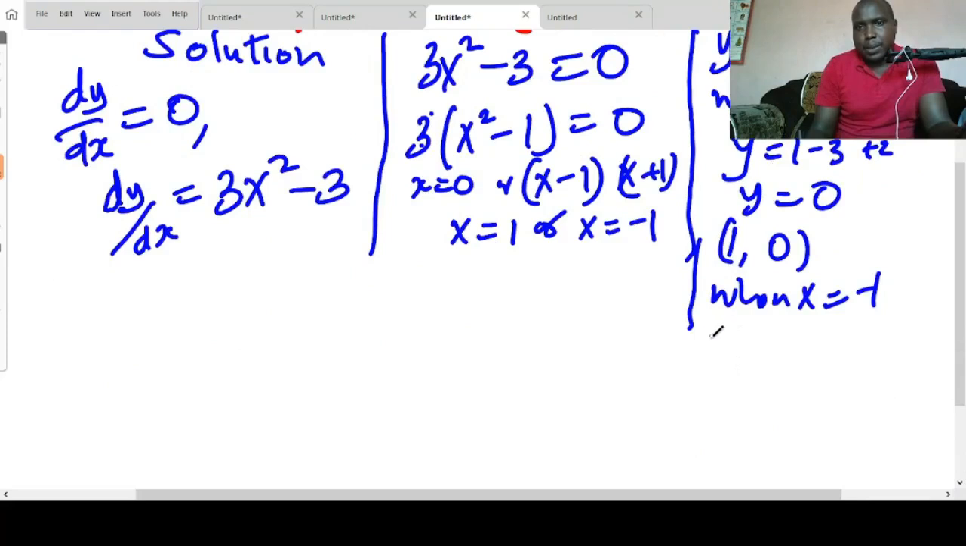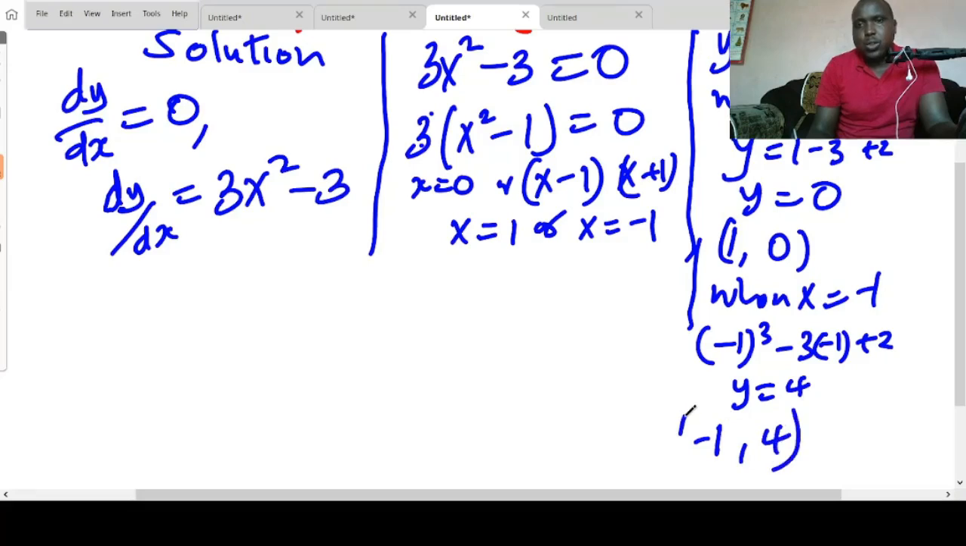So that one will be negative 1 cubed minus 3 times negative 1 plus 2. So this one is going to give us y is equal to 4. The other point we are going to have is (-1, 4). So now we have 2 stationary points.